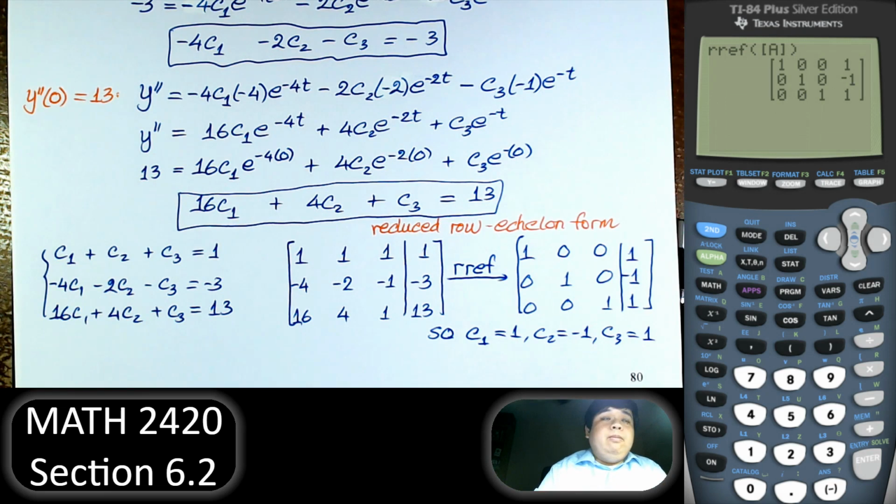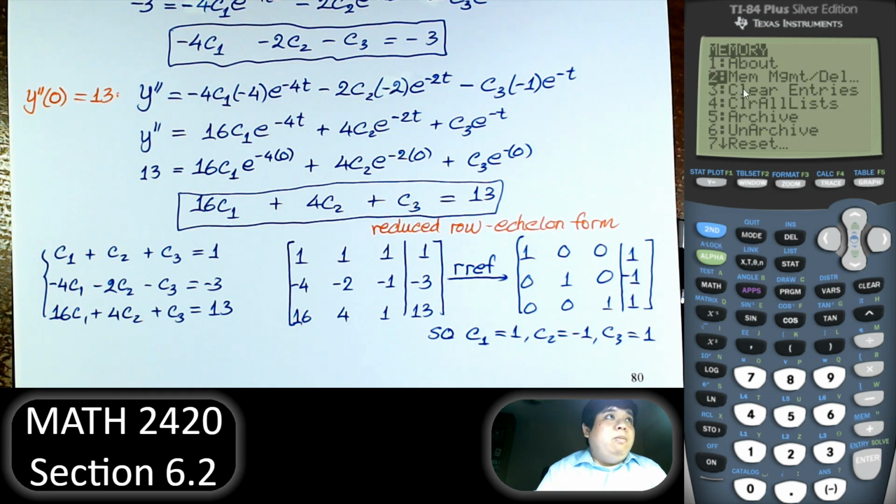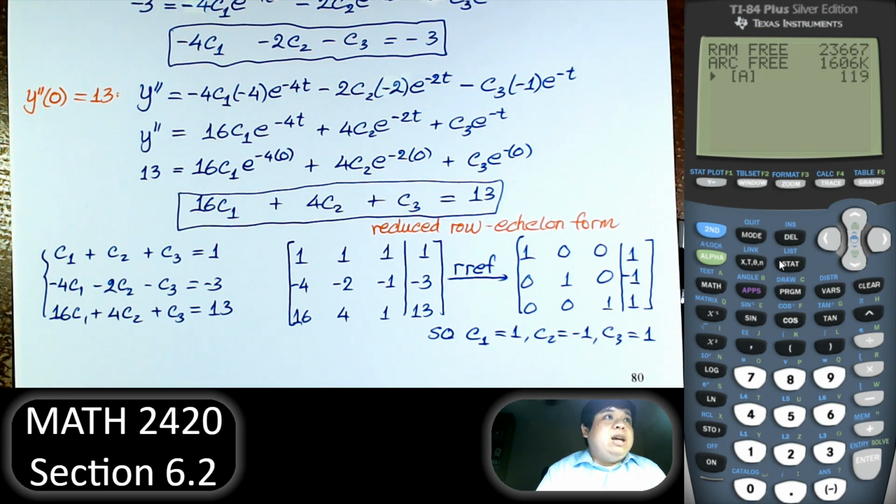Right. Now if you want to delete that matrix, just go to second plus, so that gives us the memory management. Go to memory management, or delete, and we delete the matrix values. Matrix A, just hit delete. Now when we hit second matrix, it's not there anymore.